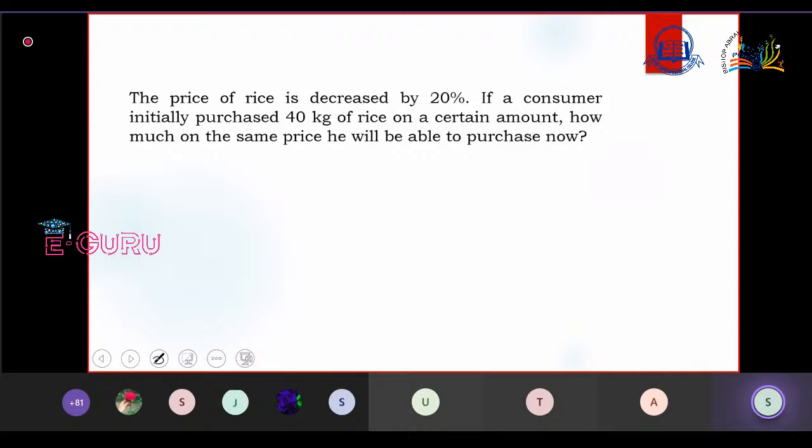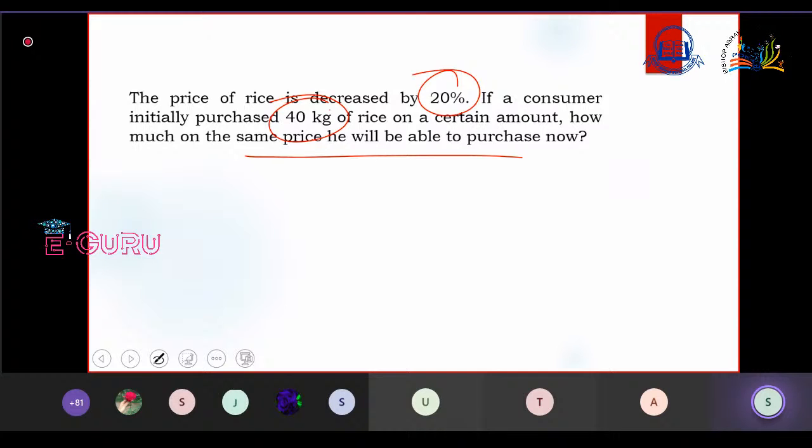Here it is, the price of rice is decreased by 20%. If a consumer initially purchased 40 kg of rice on a certain amount, how much on the same price will he be able to purchase now? That is what we need to find out. So it is given that price is decreased by 20%. A consumer initially purchased 40 kg for a certain amount. The amount is not given, but we know that he was able to purchase 40 kg for the amount, right?